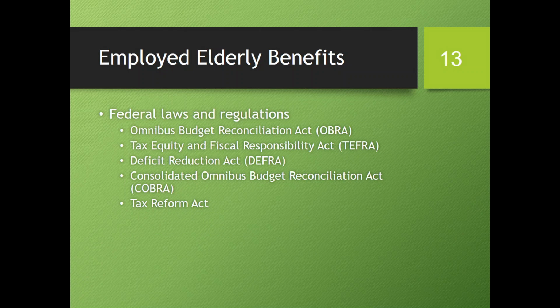Employed elderly benefits. Federal laws and regulations include the Omnibus Budget Reconciliation Act, known as OBRA, the Tax Equity and Fiscal Responsibility Act, known as TEFRA, the Deficit Reduction Act, known as DEFRA, Consolidated Omnibus Budget Reconciliation Act, known as COBRA, and the Tax Reform Act. Many federal laws define Medicare benefits. And all of these are listed and explained in your textbook in box 6-1 in chapter 6.